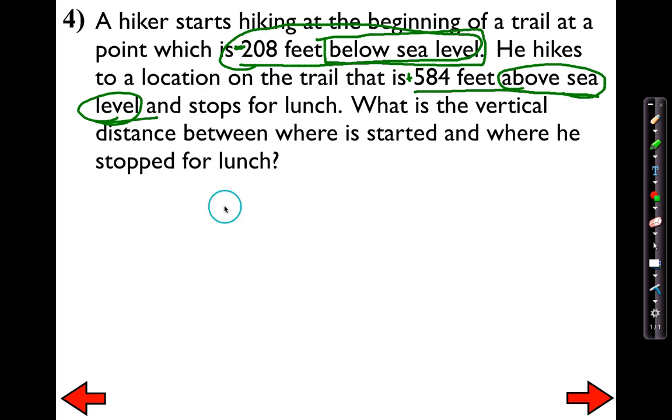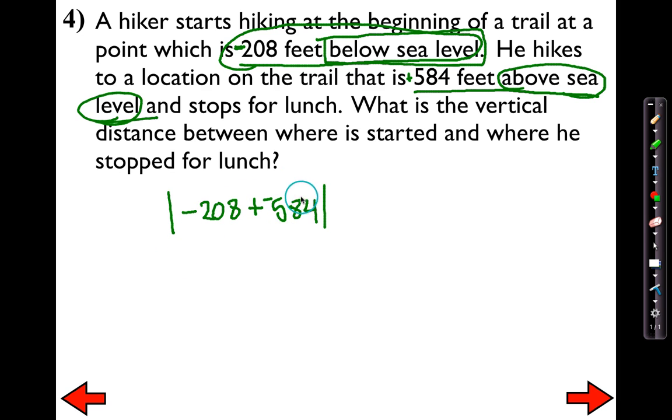So here, to find the distance, we simply find the difference of the 2 points and take the absolute value of it. So I'm going to write it as the absolute value of negative 208 minus 584. Since it is subtraction, I'm going to add the opposite. The opposite of 584 is a negative 584. So all we have to do is simplify what's inside the absolute value symbols.